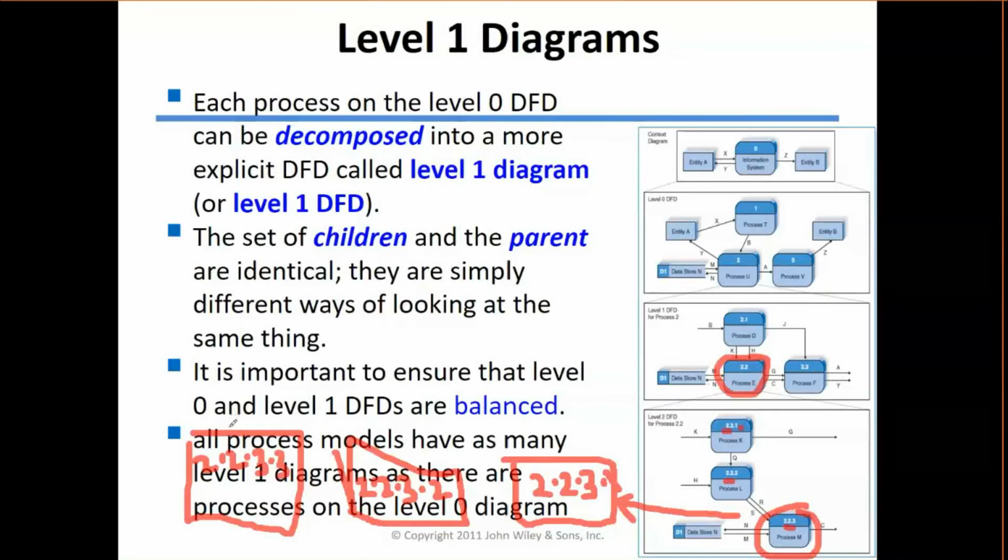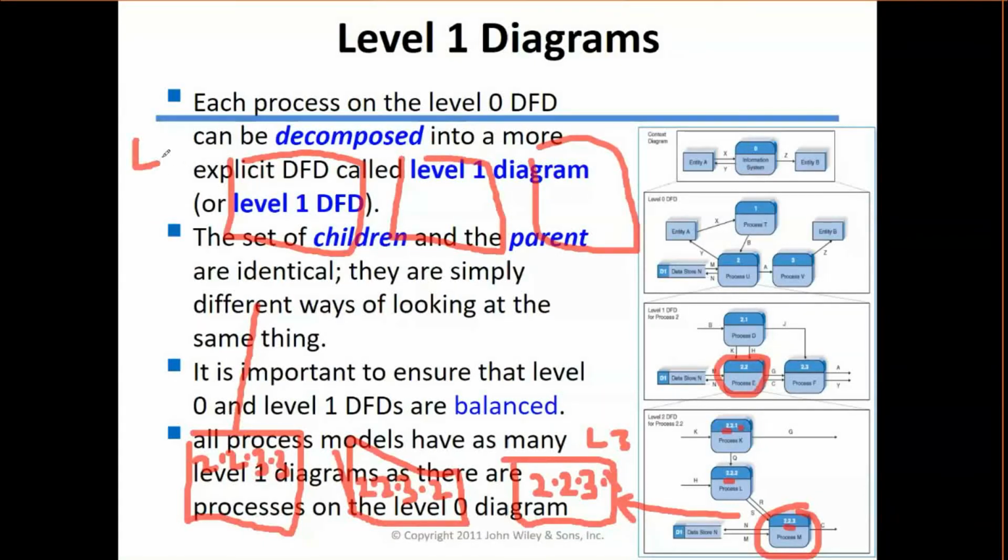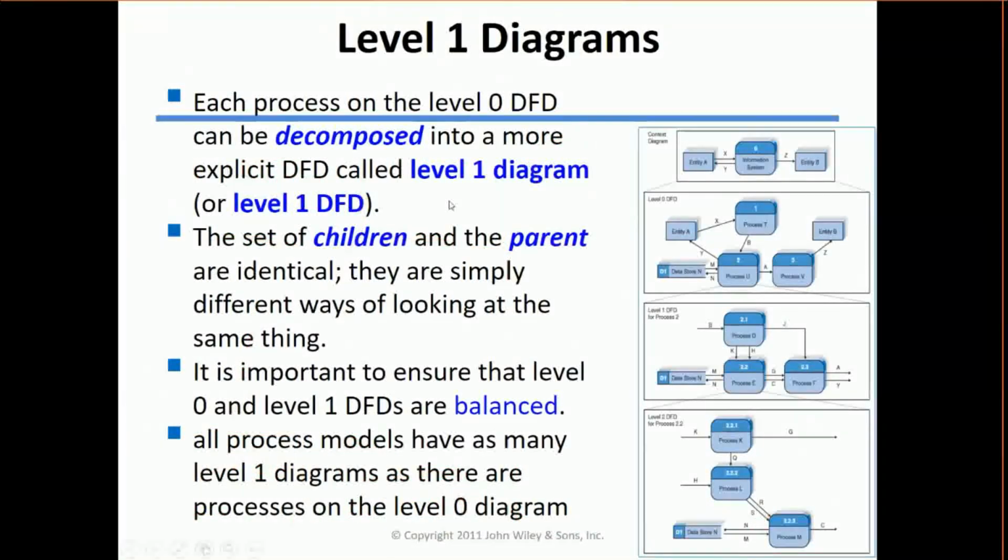So you see, let's suppose this will be level 3. Okay, level 3 diagram. Let's suppose you want to further decompose this process again into 3 processes. Okay, so then again it will have level 4 diagram, and the numbering will be 2.3.3.1, and then oh sorry, I deleted everything.